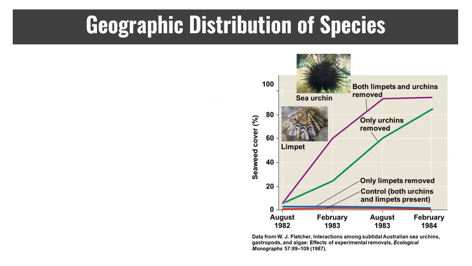Another factor is going to be geographic distribution. Some things are going to be controlling where a population is or grows or develops. In this case on the right, if you remove the urchins, there is a massive increase in the survival of the seaweed. But if you only remove the limpets, it's not. So there's almost like a keystone relationship here. The sea urchins are much more impactful.